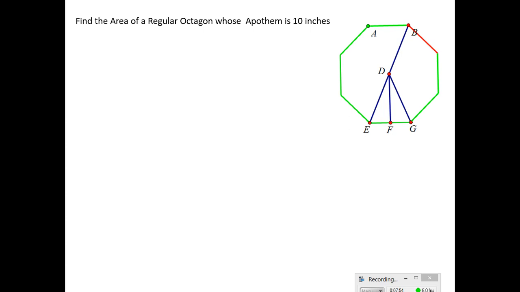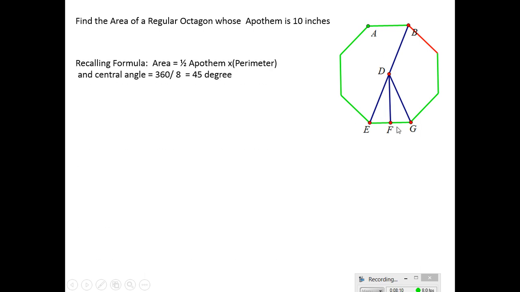Okay, look at another one. Now we look at the octagon. The apothem here is 10 inches. That means the segment DF is 10. We do not know the sides, but we do know the central angle. The central angle here, of course, is 45 degrees: 360 divided by 8, the number of sides.